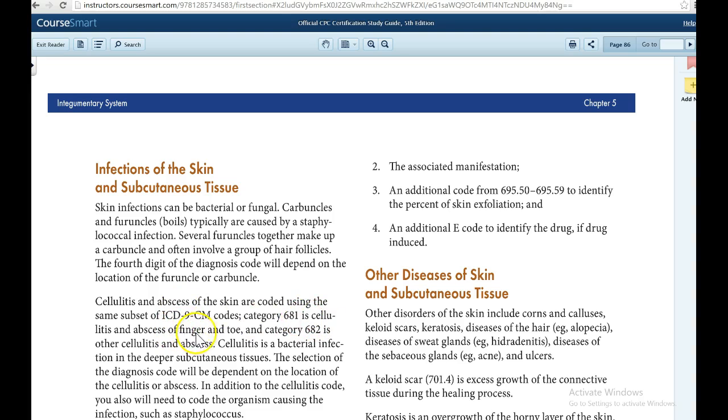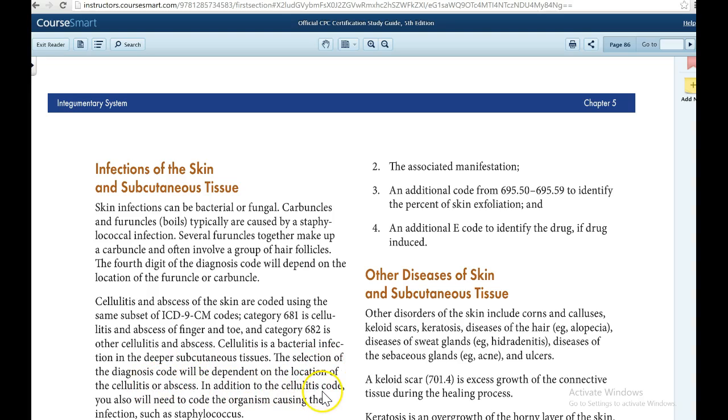Cellulitis and abscess of the finger and toe are in category 682, and it is other cellulitis and abscesses. Cellulitis itself is a bacterial infection in the deeper subcutaneous tissue. The selection of diagnosis code will depend on the location of the cellulitis or abscess.